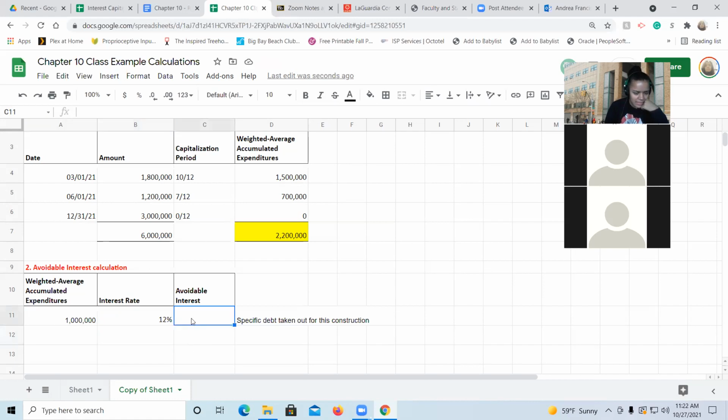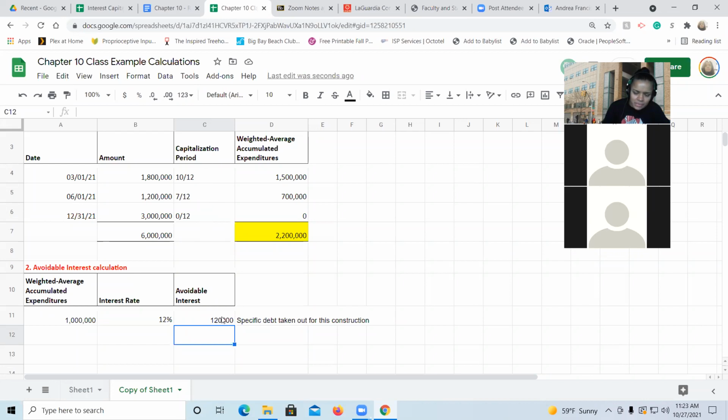You separate it out, and this is going towards step two, which is calculating avoidable interest. Remember, avoidable interest is the interest that we know we could have avoided if we had not made these payments for the construction. So it means the interest on 2.2 million, but it's split between interest on the debt that was actually taken out to pay for the construction and interest on other debt that was used as part of these payments. So we say $1 million times 12%. And here we don't have to apportion it for any number of months or anything like that, because we've already done the apportioning up here.